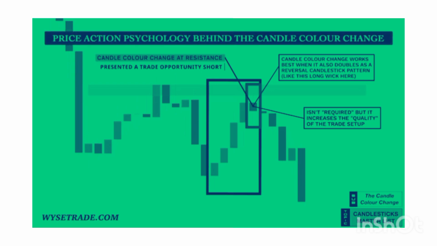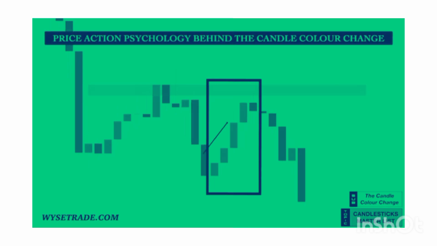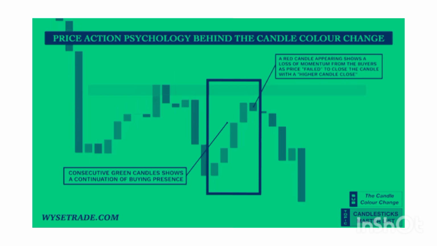So, what is the price action psychology behind this pattern? The consecutive green candles show a continuation of buying presence before a red candle appears, which then shows a loss of momentum from the buyers as price failed to close the candle with a higher candle close.